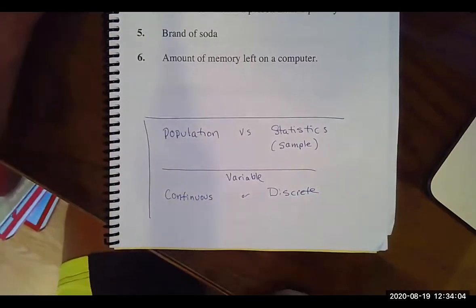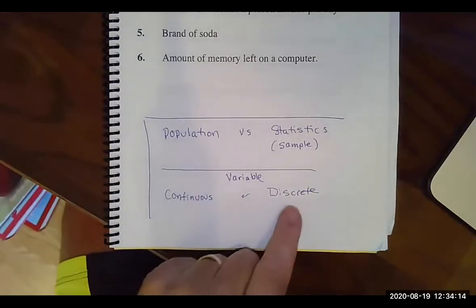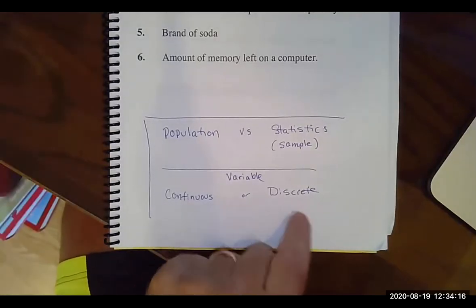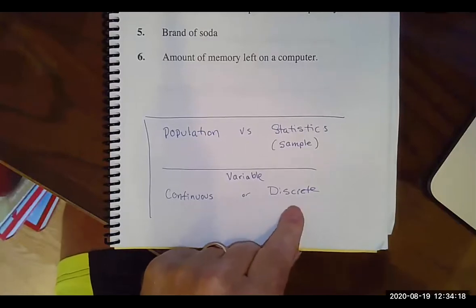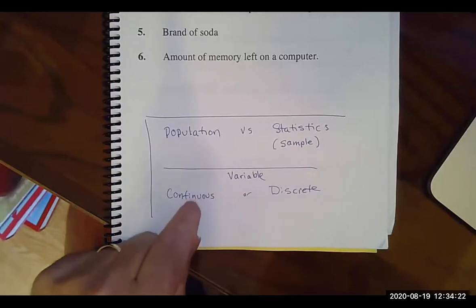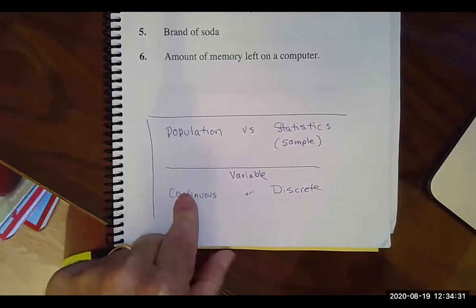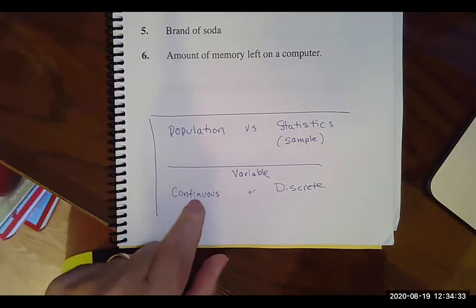And as we go about our business today, and in your homework, you're going to be asked, hey, do you think this variable is discrete or continuous? Here's the difference. Discrete is something countable. And continuous is something that you measure. Discrete, continuous. Continuous, here's an example of continuous.